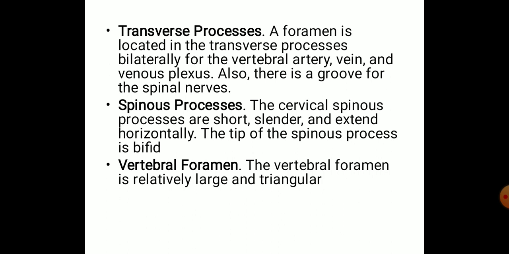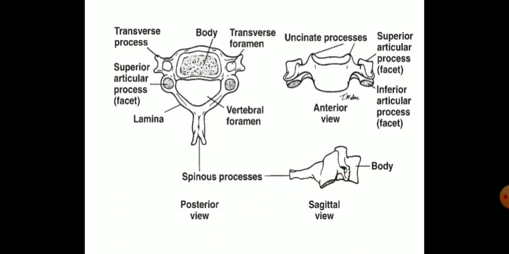The cervical spinous processes are short, slender, and extend horizontally. The tip of the spinous process is bifid. Next is the vertebral foramen. The vertebral foramen is relatively large and triangular. So these are the properties of each of these things. This is the transverse process. As you can see, in the transverse process there is a foramen, mainly to have the arteries, veins, and venous plexus, and also for the spinal nerves.